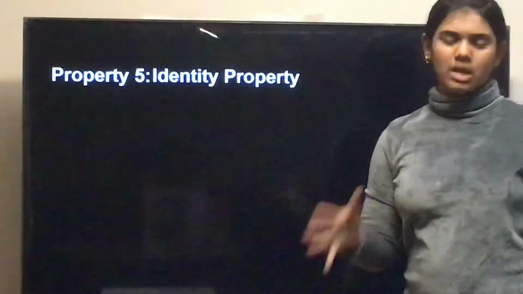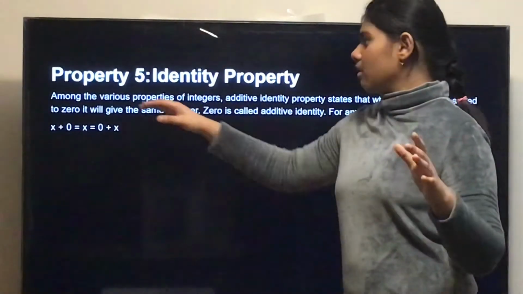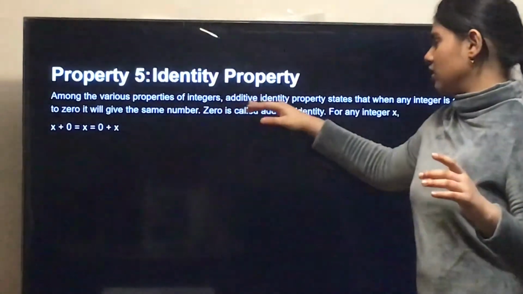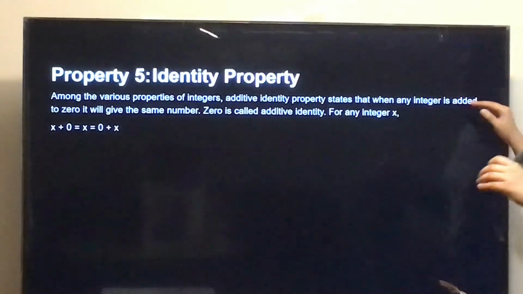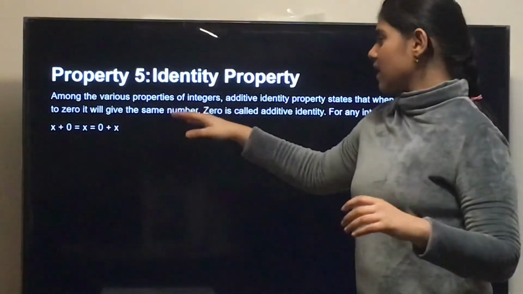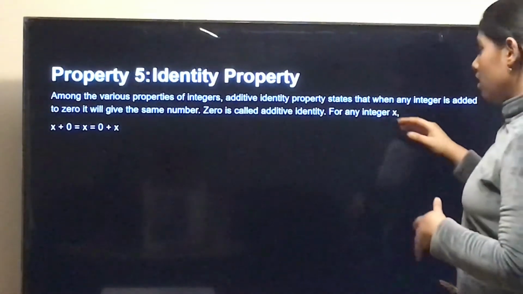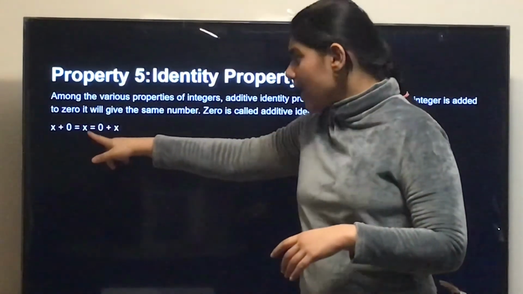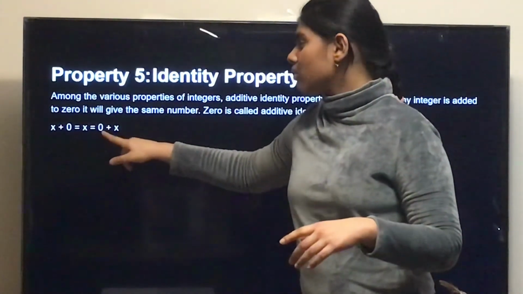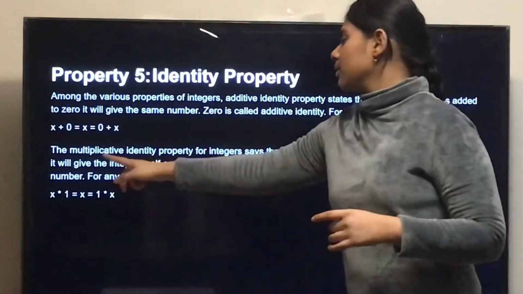This is the last one I'm going to be explaining today, and it's really easy. Amongst the various properties of integers, the additive identity property states that when an integer is added to 0, it gives the same number. 0 is called the additive identity for the integer. For any integer, x plus 0 is equal to x, and it's also equal to 0 plus x.